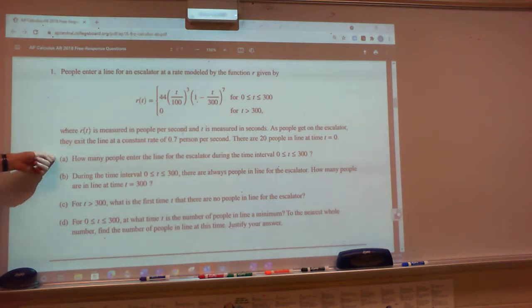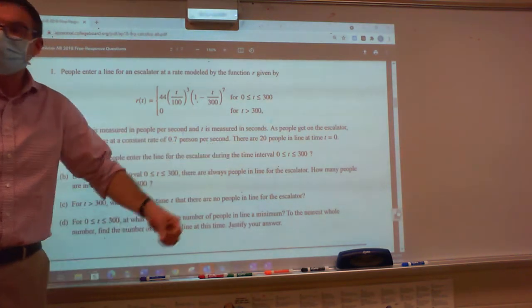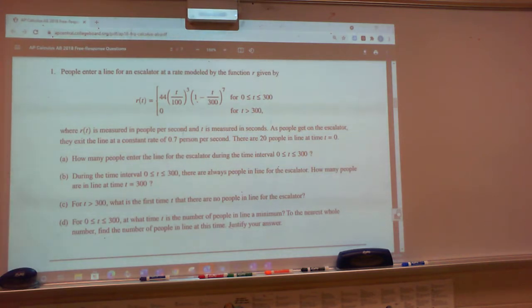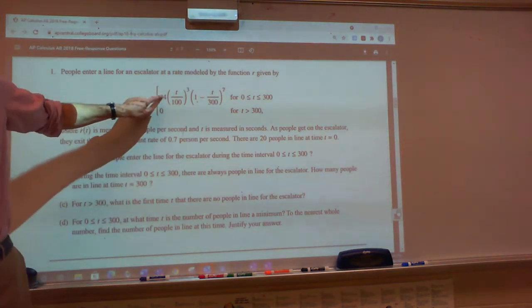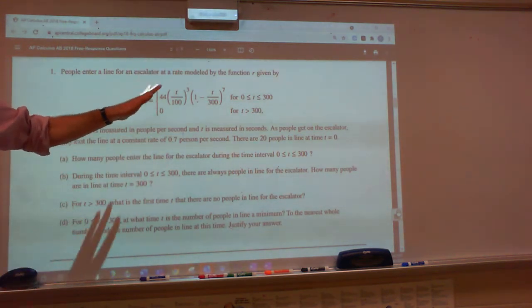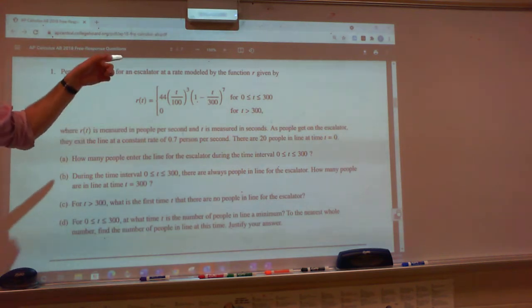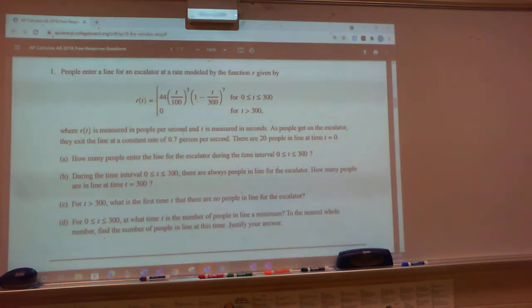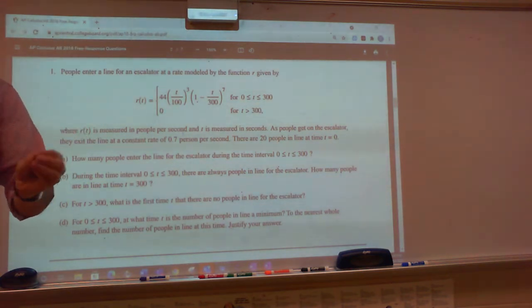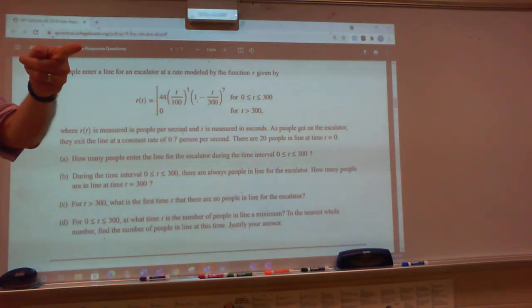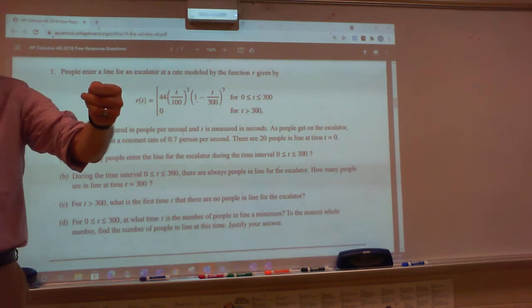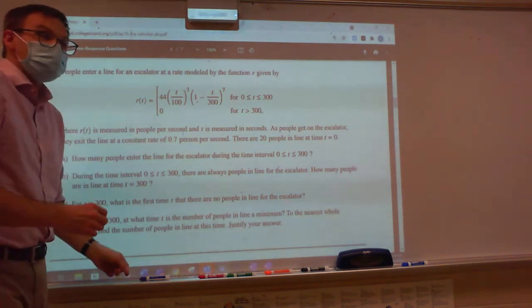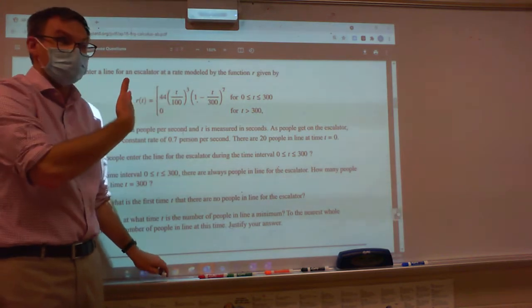All right, how many people enter the line during the time 0 to 300? What do you do? Plug in. So we've already plugged this into Y1. That's a given. If that's a rate, and I want to know how many people, what do I need to do? Plug in 300, plug in 0, subtract? No. How do you find the total amount if you're given a rate? Integral. You take the integral. Everybody understand that? Big, big, big deal. This is the common thing. That's what happened in 2019.